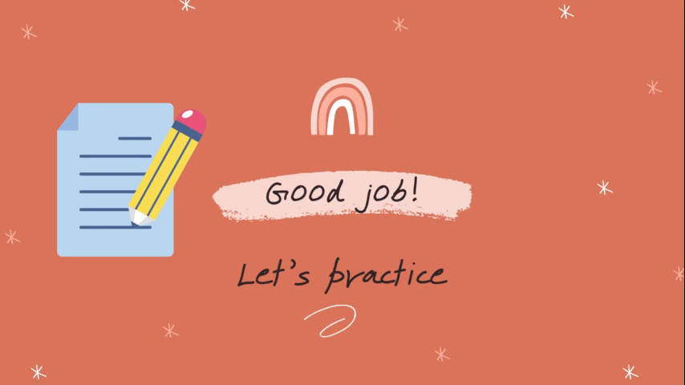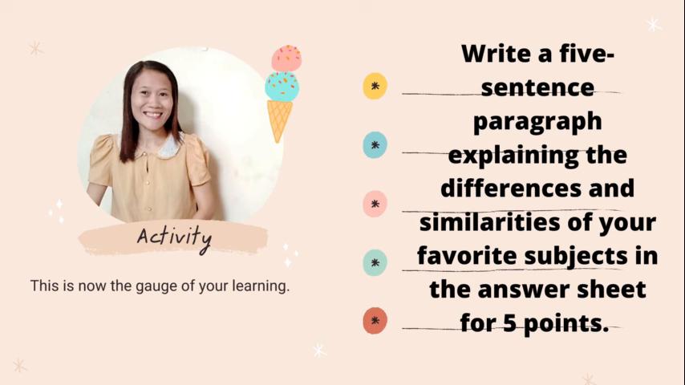Good job! Let us put into practice what you have learned. This is now the gauge of your learning. You are to write a 5-sentence paragraph explaining the differences and similarities of your favorite subjects in the answer sheet for 5 points.